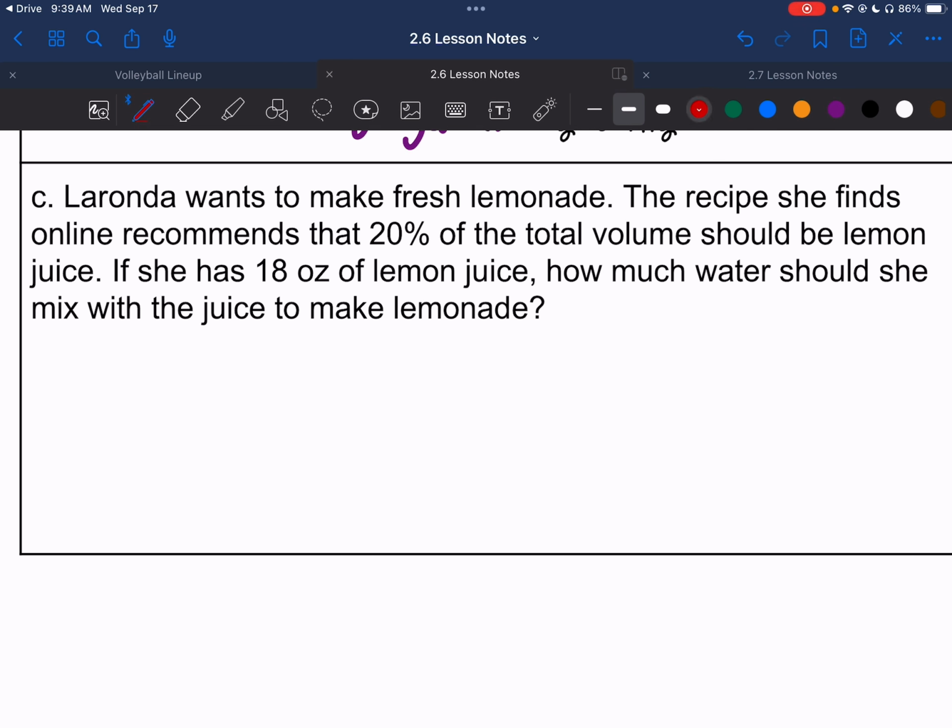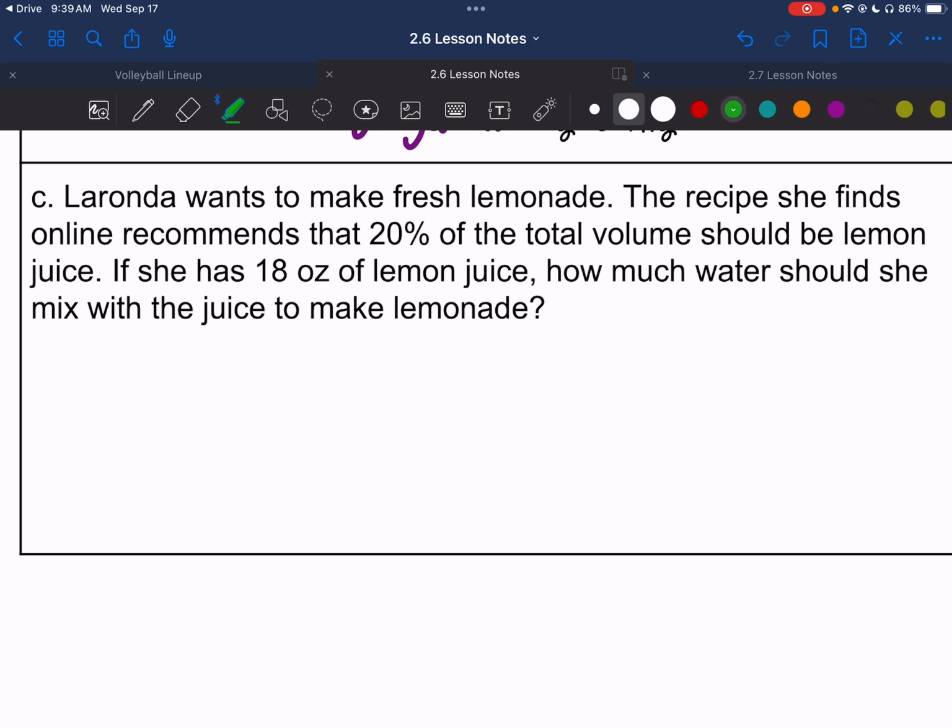All right, letter C is a you try problem that I'd like you to do on your own. We have LaRonda wants to make fresh lemonade. The recipe she finds online recommends that 20% of the total volume should be lemon juice. If she has 18 ounces of lemon juice, how much water should she mix with the juice to make lemonade? Set up your proportions and solve this problem on your own, and then come back and check it against my work.